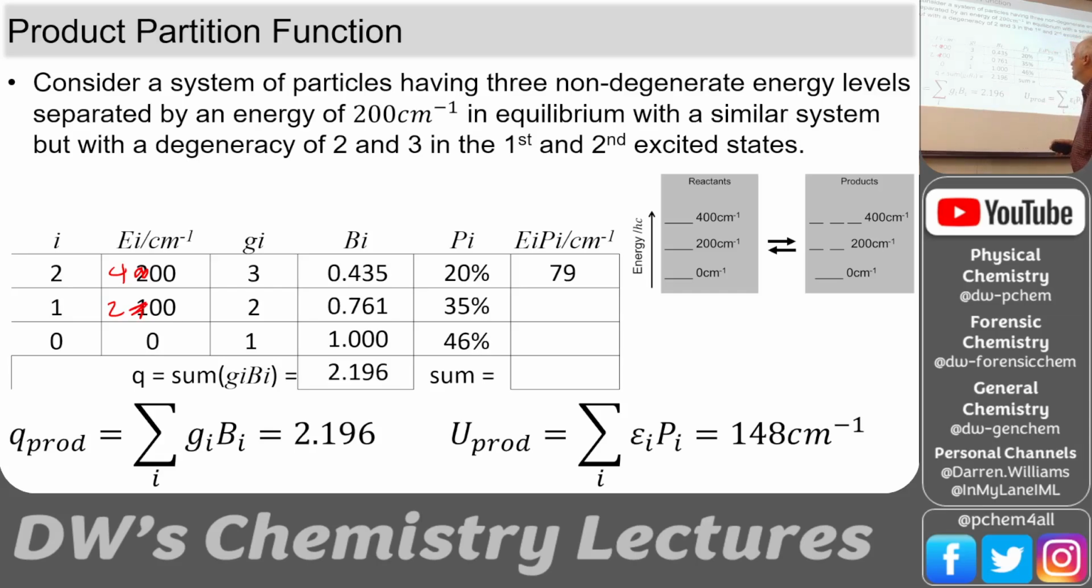Okay. So then we do the energy, the expectation value. So 400 times the 20, and then the 200 times the 35, and then 0 times the 46, and we sum up those energy components, and this is the total energy, the internal energy for the products, 148 wave numbers. Okay. So we could do a delta U. We'll do it at the end, but let's calculate USHAG, all of them. So let's do the entropy next.